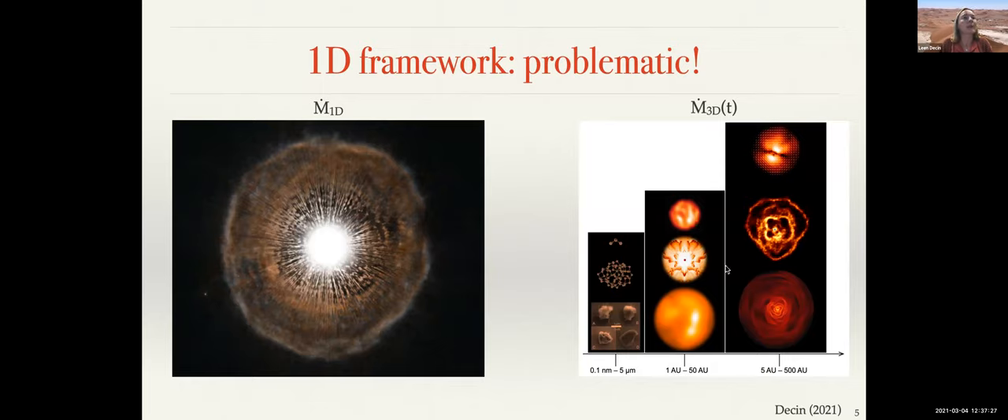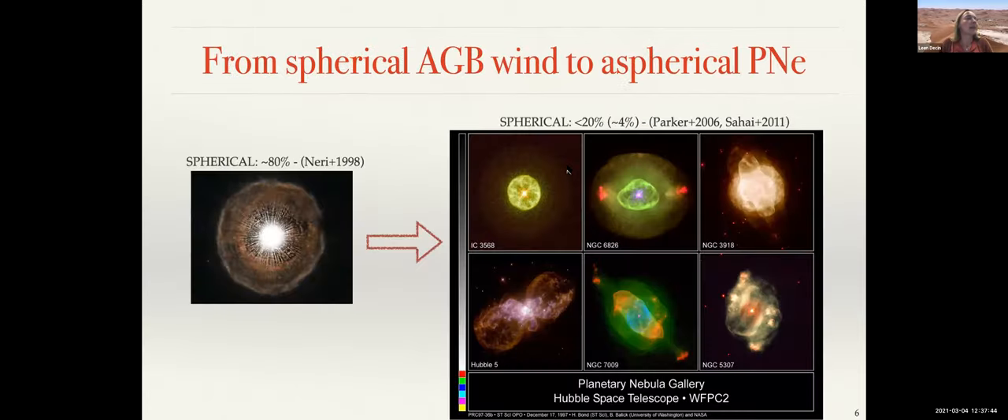And I hope you can see my cursor, but I will only focus now on these ATOMIUM results, in which we focus on the overall geometry of the stellar winds of these cool aging stars. Since for a long time, it has been a puzzle what the mechanisms are that transform these spherically symmetric AGB stars into the planetary nebulae, of which we know that only some 20%, and some people say only 4%, do show a spherical symmetry. So what can then be these mechanisms?